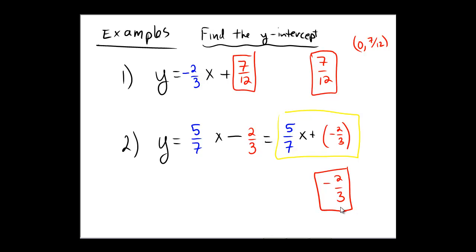You don't necessarily need to rewrite it as a plus sign each time. You can just recognize that when you're adding the b, the y-intercept is positive. When you're subtracting the b, the y-intercept is the negative of the number you're subtracting.